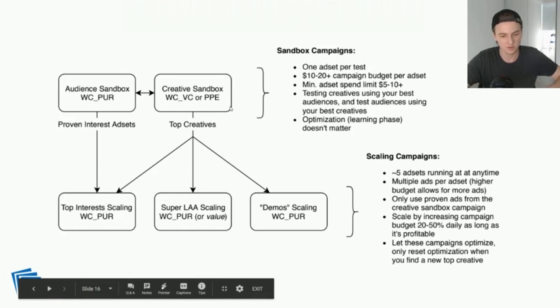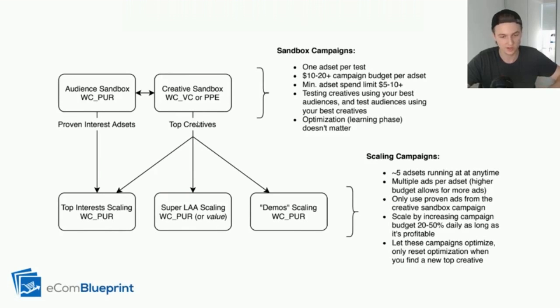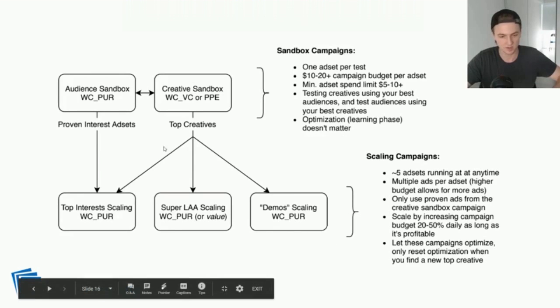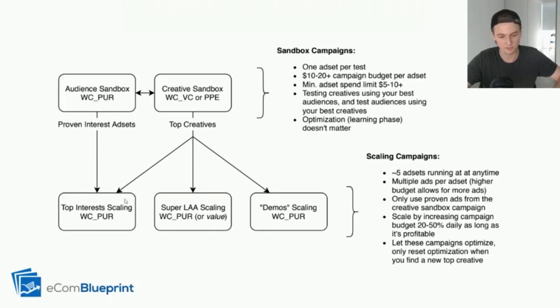And so with the creative sandbox, you want to always be testing creatives, and then you take the top creatives and you add them to all the scaling campaigns. And so this is essentially what your ad account structure looks like, summed up in one picture, right? You have the sandbox campaigns here, and you have the scaling campaigns here, and all the top creatives go into all of the scaling campaigns. Top interests go into the top interest scaling.